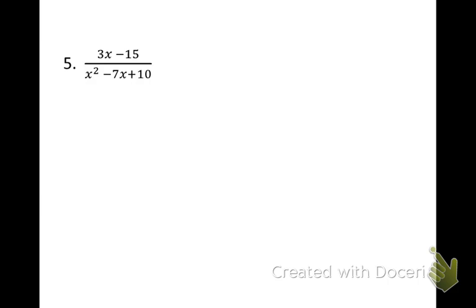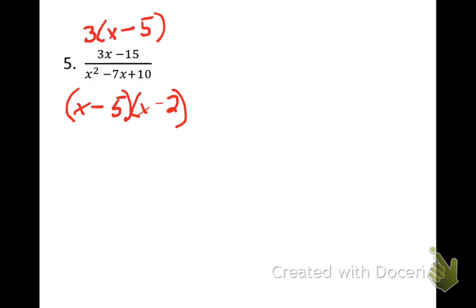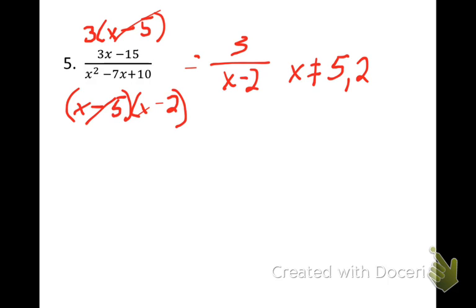Alright, on this one again, we want to factor first. In the first one, the first step would be your greatest common factor. So we factor out a 3. Oops, it should be minus, not a plus. On the bottom, 5 and 2, but they're both going to be minus. So the x minus 5's cancel, leaving you 3 over x minus 2. Restrictions, x not equal to, from the first one we get 5, from the second one we get 2.